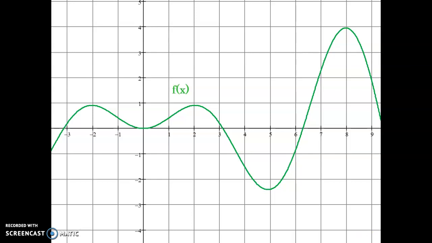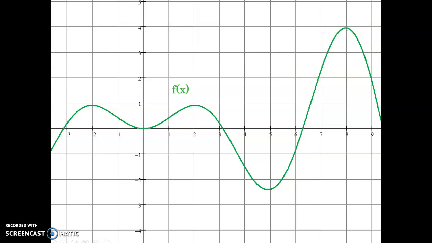Now, if I gave you this function and I asked you questions like, where does this curve have a positive derivative? The derivative is positive from negative infinity till about negative 2, from 0 to about 2, and from about 4.8 or so to about 8-ish. This is where the derivative would be positive.